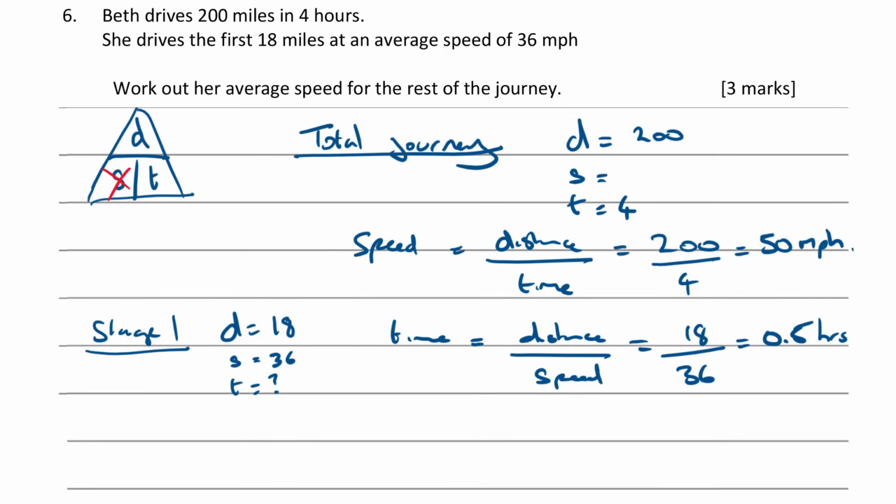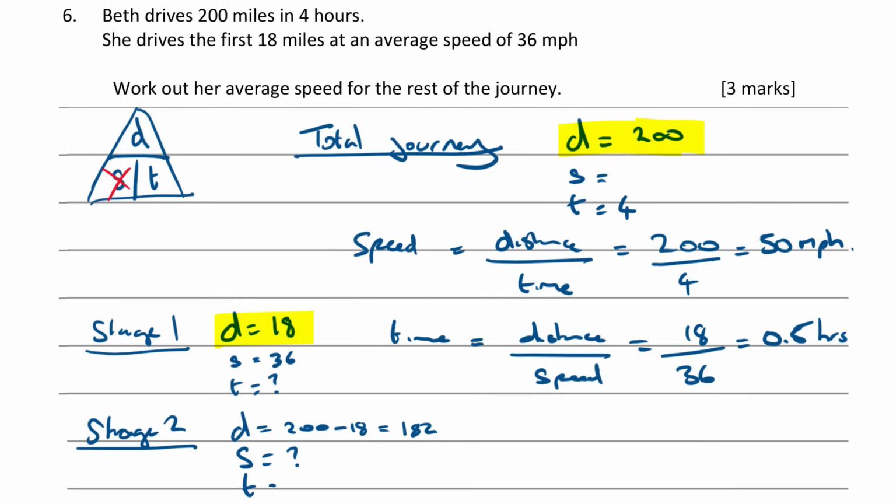Okay, so then stage 2 of the journey, what do we know about this stage? Do we know anything about it? We know the total distance travelled was 200, and we know that distance travelled in stage 1 was 18. So the distance travelled in stage 2 then is going to be 200 minus 18, and that's going to be 182 miles. Do we know the speed? No, that's what we're trying to find.